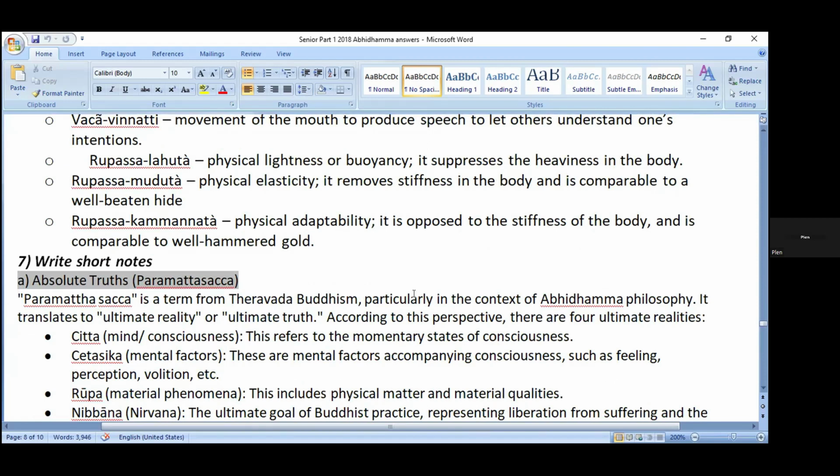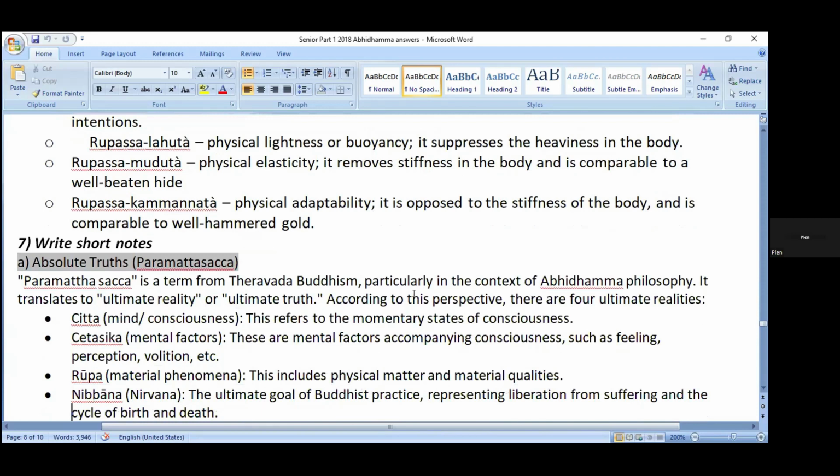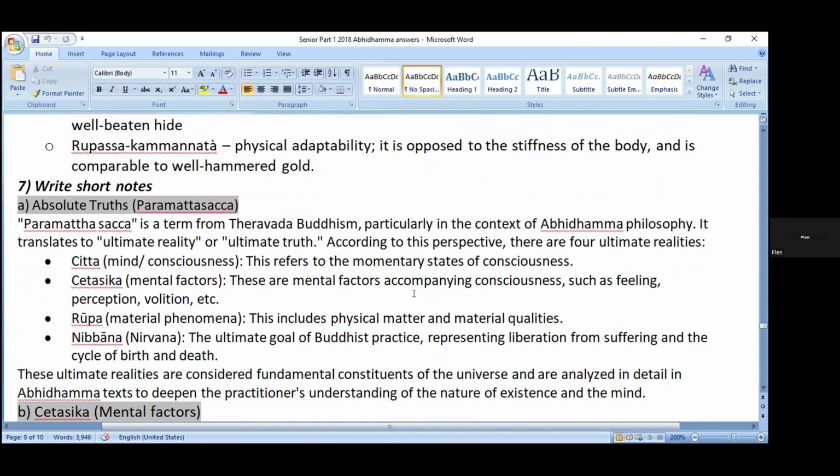Okay, Sumit, what is Citta? You are taking the exam, what is Citta? What is Cetasika?